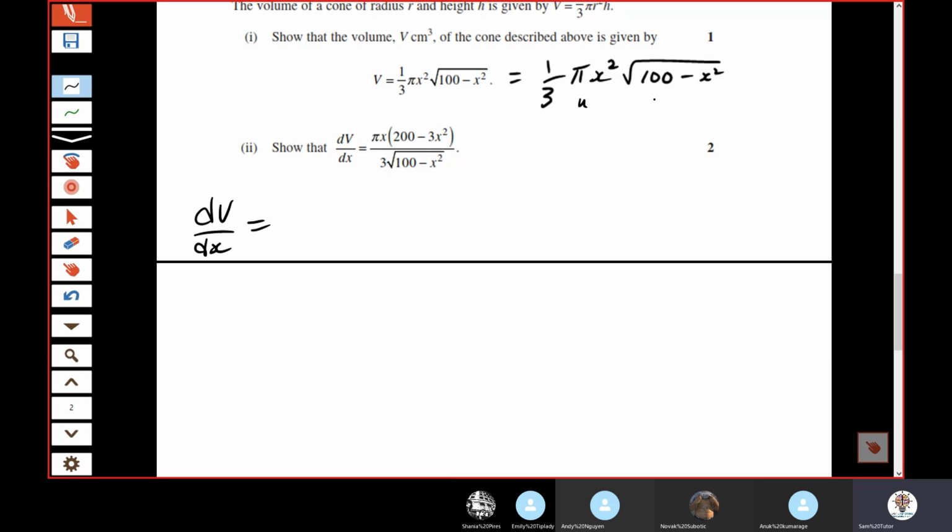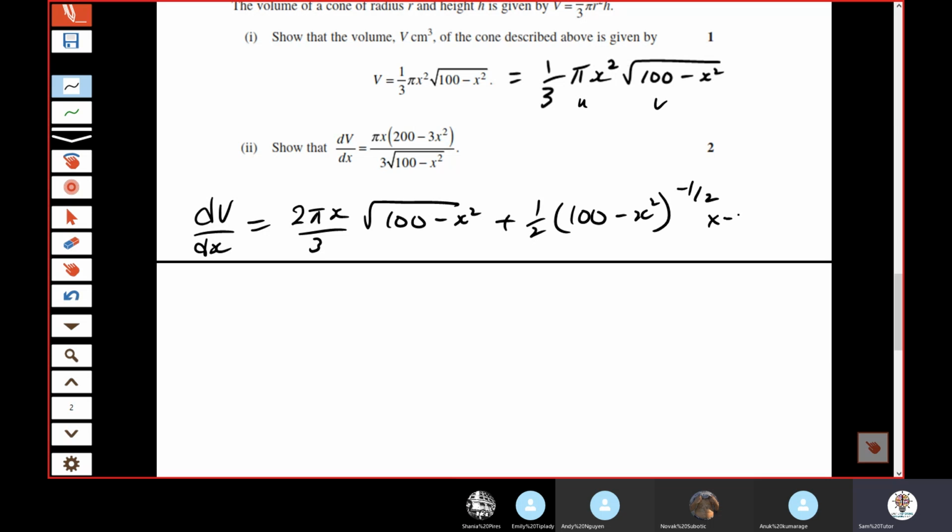Product, so u, and this is v. u dash, so 2 pi x on 3, u dash v, plus v dash, that's all v dash. Did you get that out? Yeah. Times u. There we go. Yeah, there you go. u dash v. Okay, it's obviously got to become this thing. The answer is in front of you, so just take your time with it.